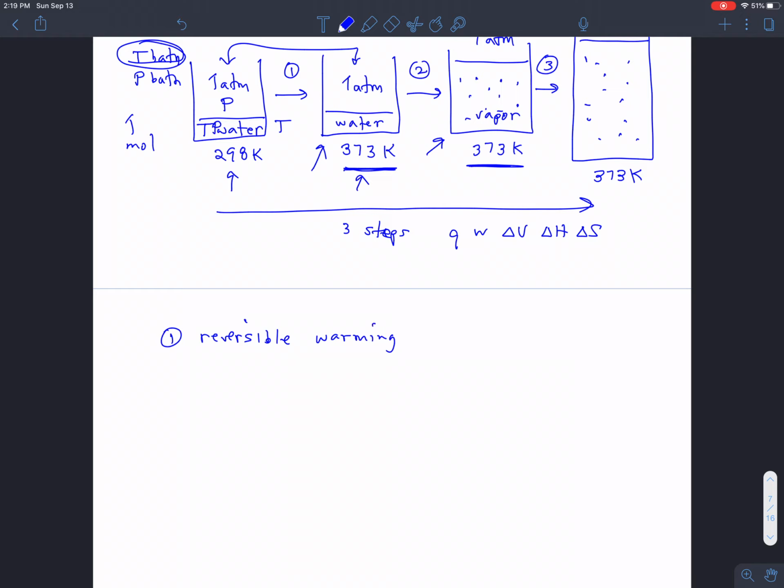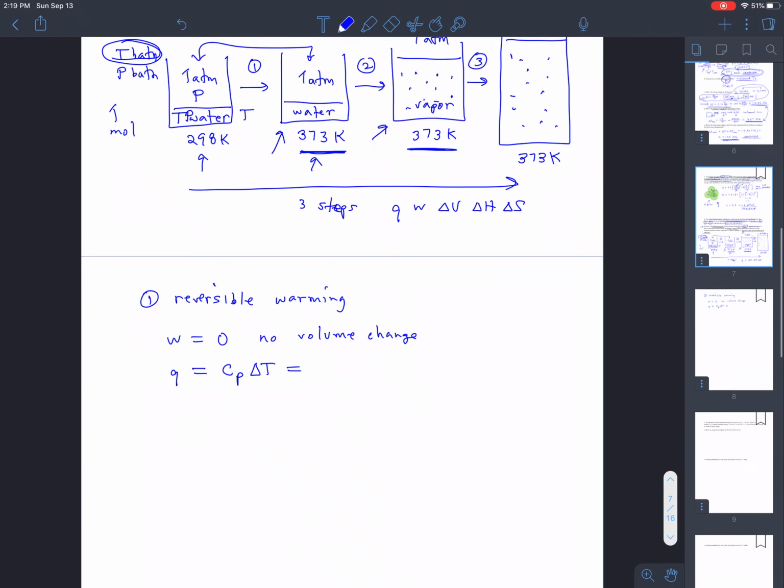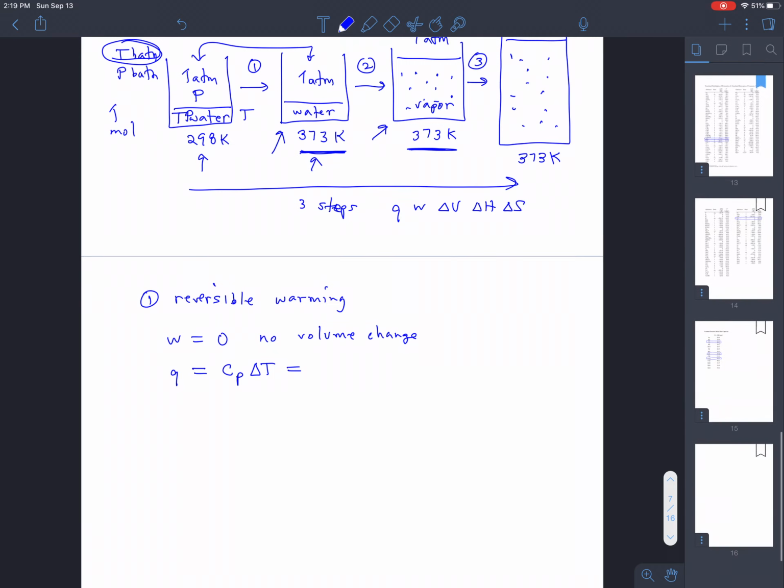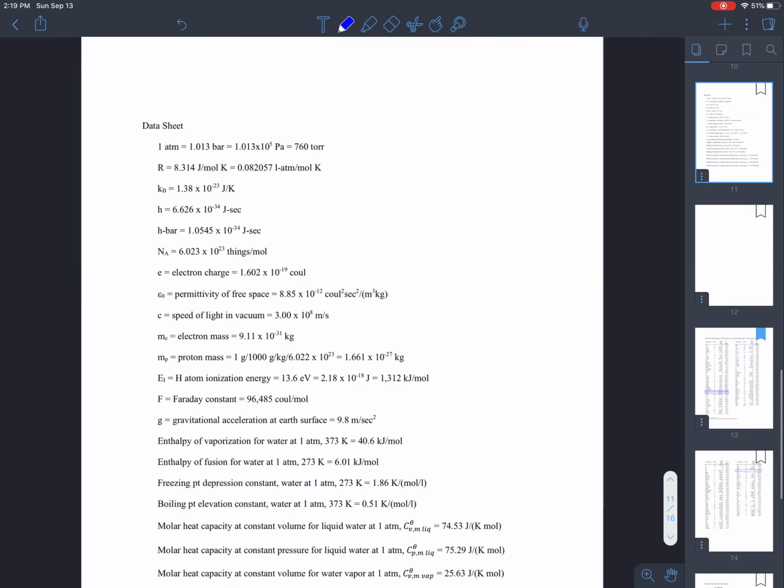and we want to calculate W for that. For a liquid, I'm going to assume that there's no appreciable volume change, and so the work is going to be equal to 0, no volume change. The heat will be equal to the heat capacity at constant pressure times the change in temperature. We can look up the heat capacity at constant pressure. It's down here at the end of the exam. Where is it? There it is.